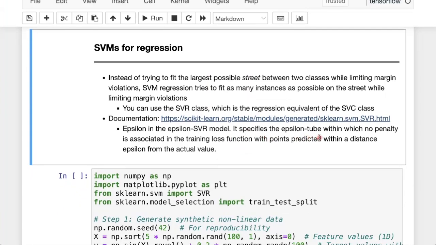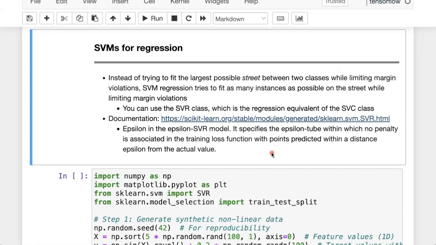It basically tells us that we don't have any penalty if our predicted value is within some distance of the actual value. So when you think about it in terms of, let's say, mean squared error or things of that nature, since we have a regression problem, we have continuous labels. And if our predicted output is within this epsilon tube or epsilon neighborhood, then we don't have any errors.